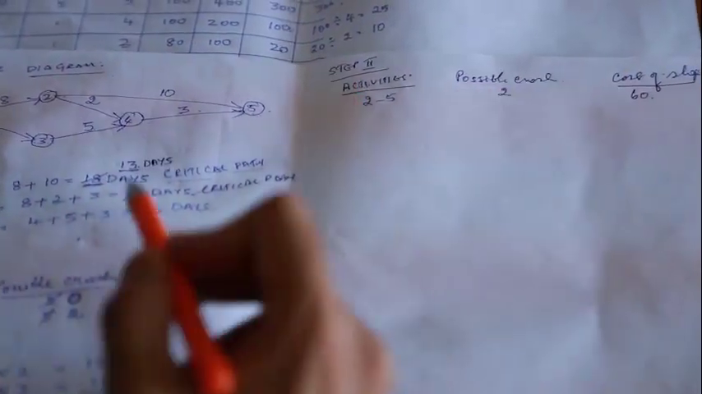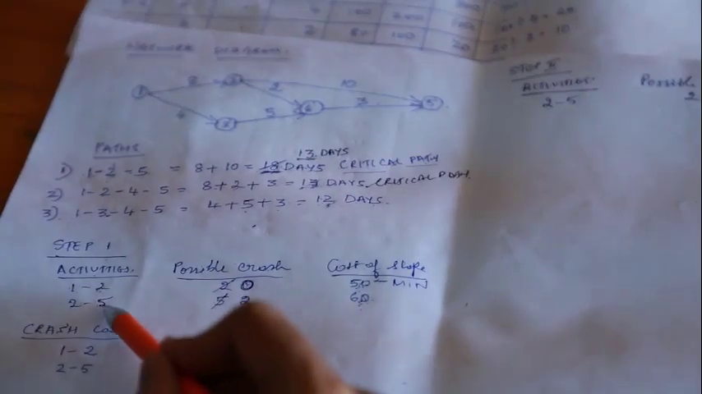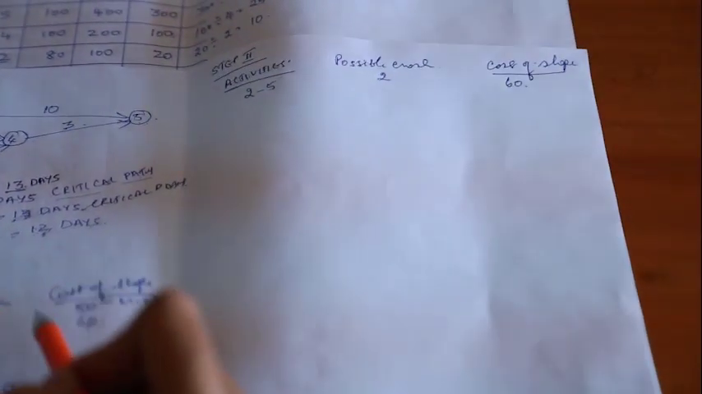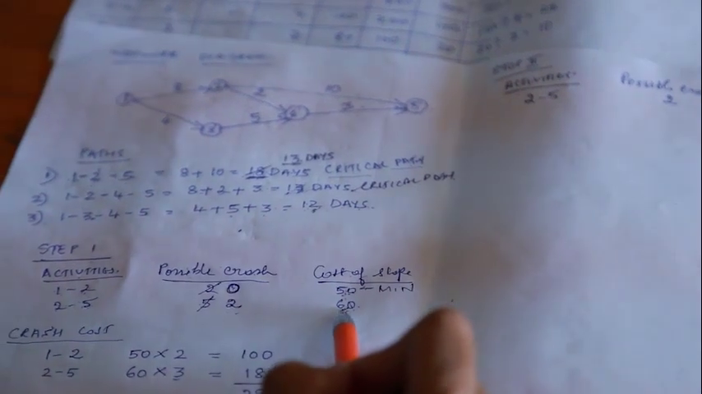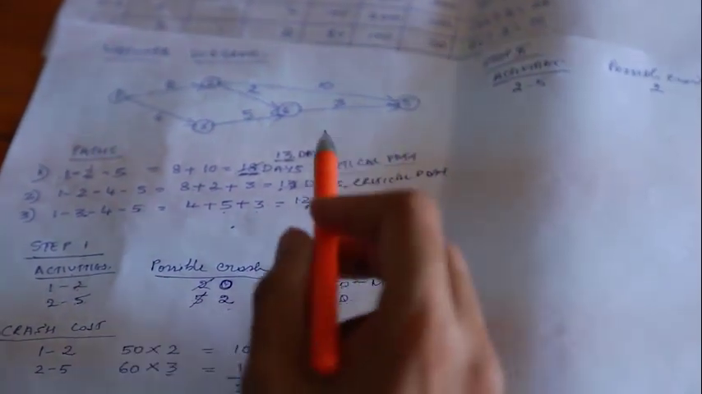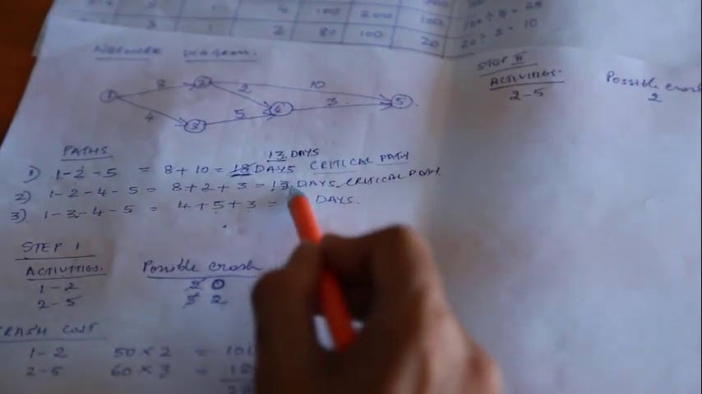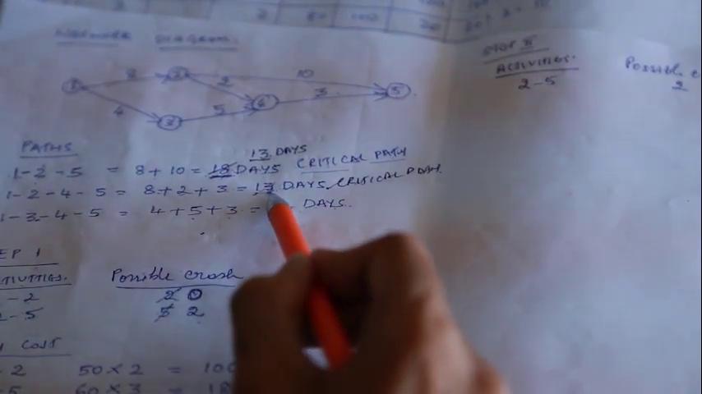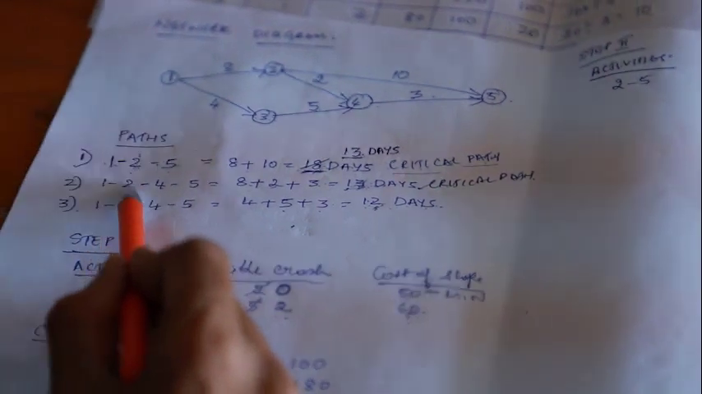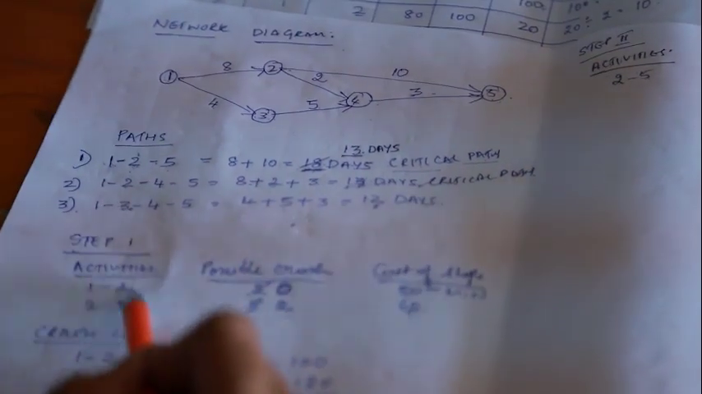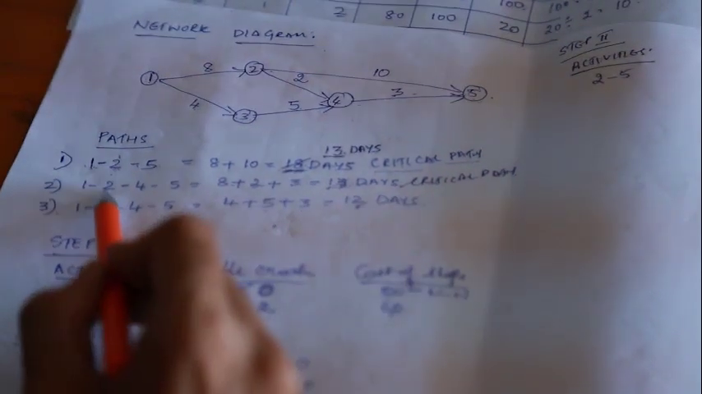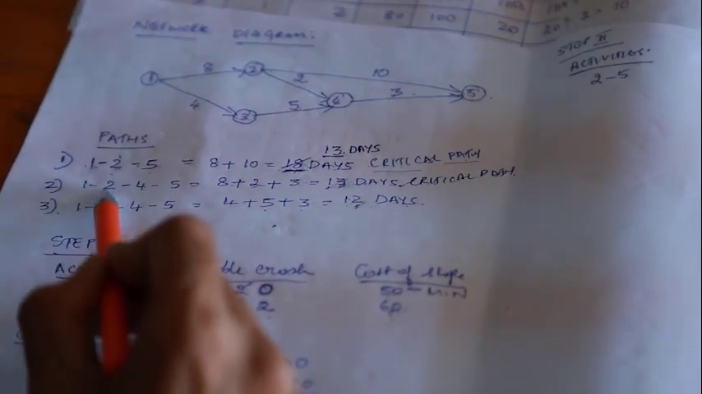Possible crash activity 2 to 5 is 2, and then the cost of slope is 60. Next critical path is the second path, which has got the maximum number of days, 13 days. So let's list out the activities. First activity is 1 to 2. Once again 1 to 2 cannot be crashed as it has got 0 possible crash. And then I have to list down the next activity, activity 2 to 4.